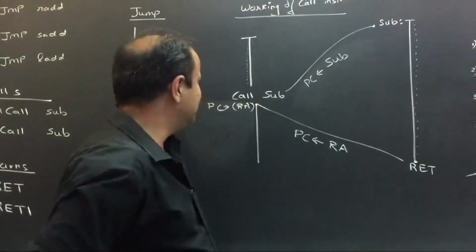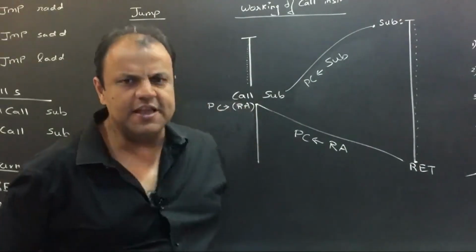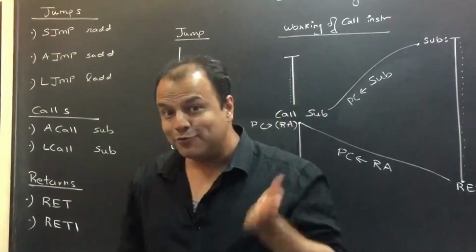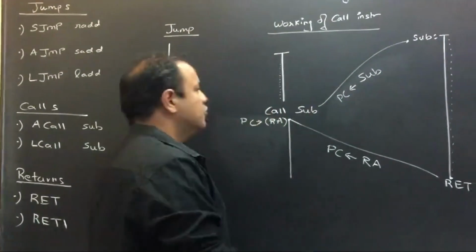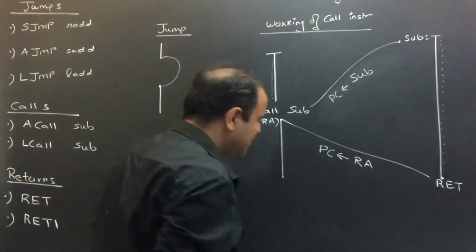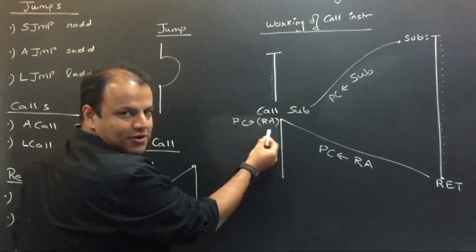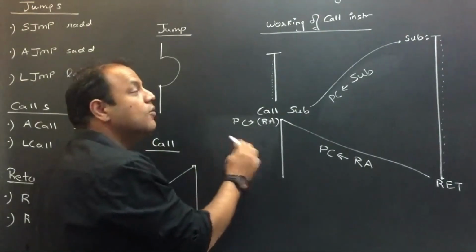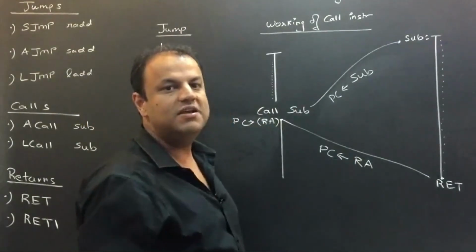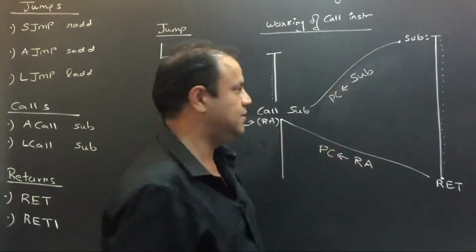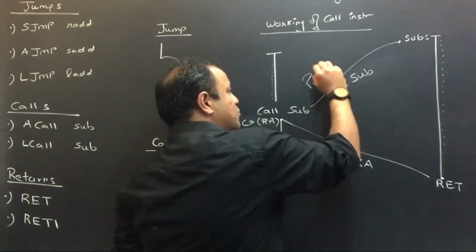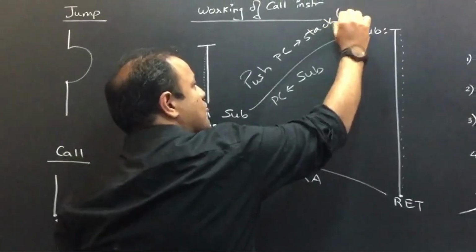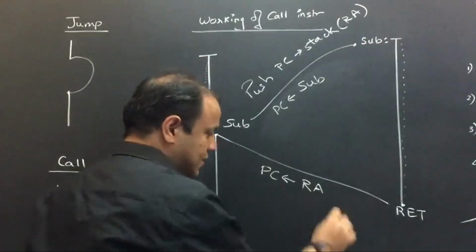So what the processor does is, it sees it's a call instruction. There is a difference between a jump and a call. In a jump, you just go. In a call, you have to come back, and the processor knows that. So before putting the subroutine address into PC, it will secure the return address which is there in PC right now. It will just save it somewhere. Where will it save it? The stack. Processor will push the value of PC into the stack. What has been pushed? The return address.